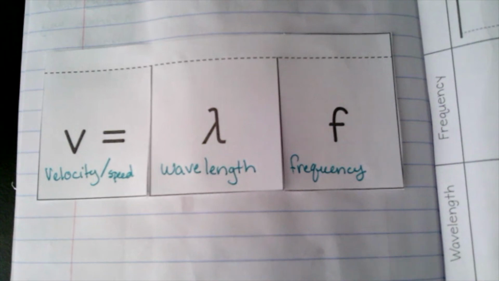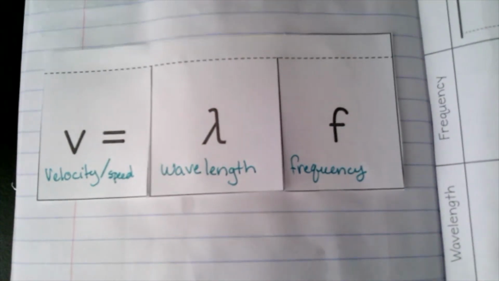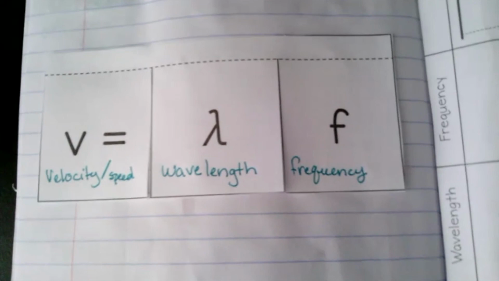Okay, now, wave equation. The wave equation is useful for electromagnetic waves only. All right, now the speed of light is 3 times 10 to the 8th meters per second. That is the speed of light. That is what all light travels at. Okay?